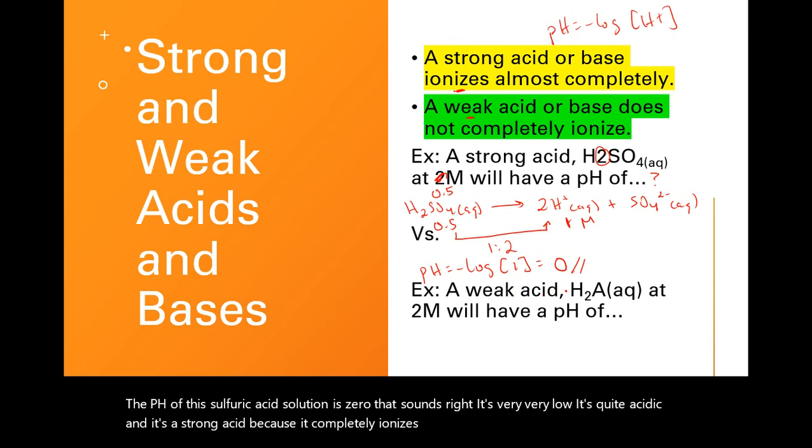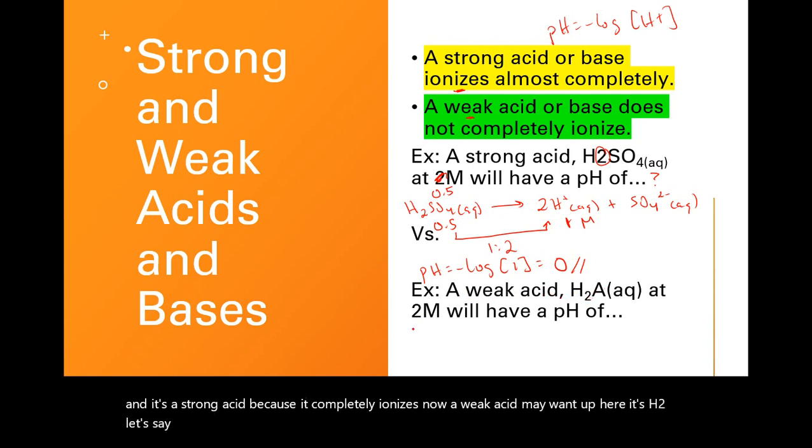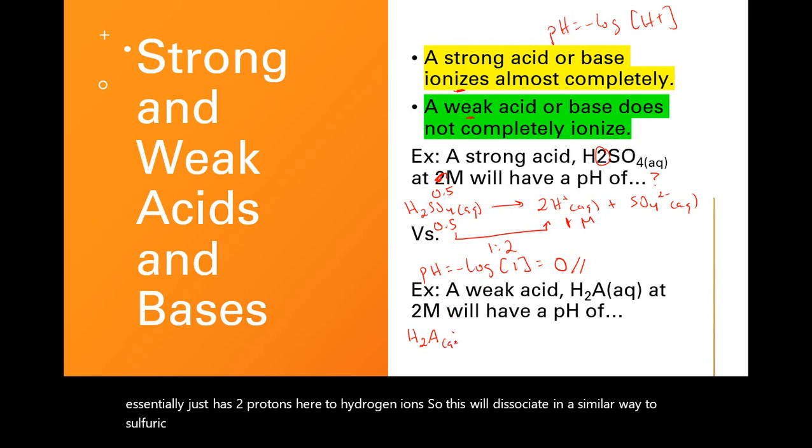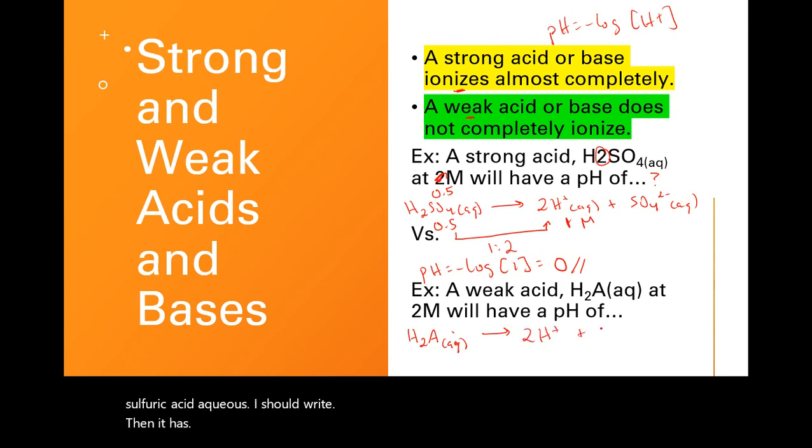Now a weak acid, made one up here, it's H2A, let's say. This H2A also ionizes in a similar way. It is a diprotic acid, we'll get into that a bit, but it essentially just has 2 protons here, 2 hydrogen ions. So this will dissociate in a similar way to sulfuric acid. Aqueous, I should write, then it has 2 hydrogen ions and 1 A ion. Actually, that's 2-there. Okay, and aqueous here and aqueous here.